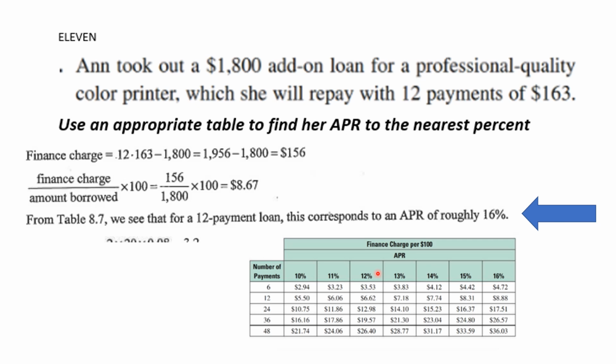So it is, she made 12 payments of 163 on a principal that was really $1,800. So that means her finance charge was $156. We take the finance charge divided by the amount borrowed, 156 over 1,800 times 100, and that is the 8.67. And we look in the table trying to find the closest thing to that. Now we were doing 12 payments, so we were in this row with 12 payments, and we were 867, so we were very close to 16%.